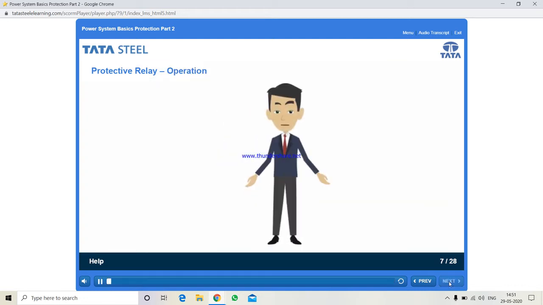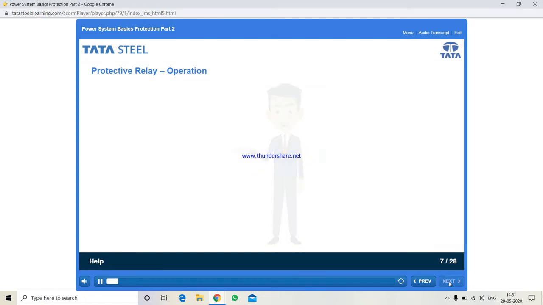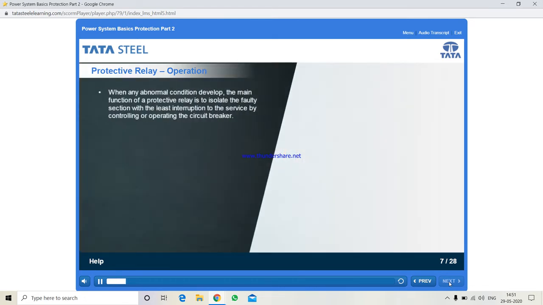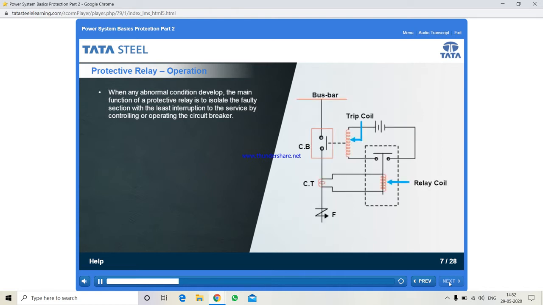Now, how does a protective relay operate? When any abnormal condition develops, the main function of a protective relay is to sense the fault and isolate the faulty section with the least interruption to the service by controlling or operating the circuit breaker. So, how does the relay sense the fault? Let us understand with the help of this diagram. This is a small part of a power network circuit of a plant. It is designed to protect the load side equipment by allowing a certain amount of current.